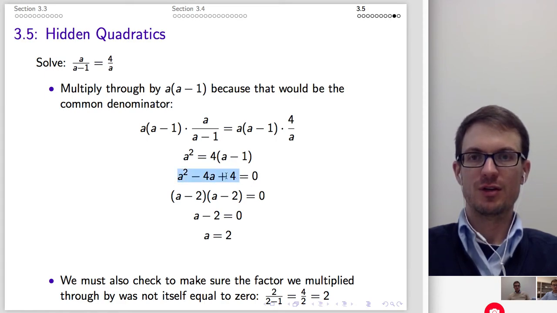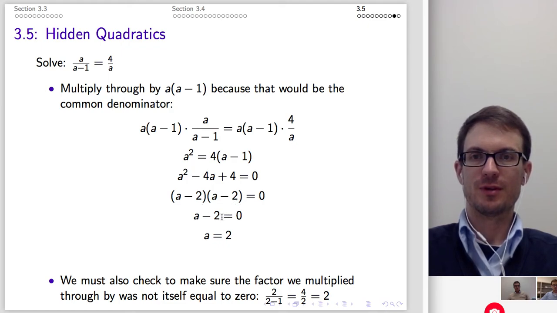Right? So we need 2 numbers that multiply to give us 4 and add to give us minus 4. Minus 2 and minus 2, right? Minus 2 times minus 2 is 4. Minus 2a plus minus 2a is minus 4a.